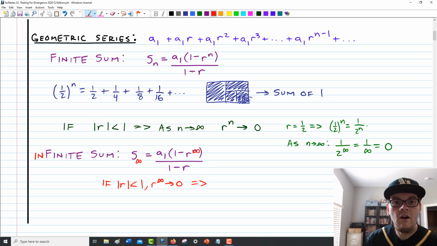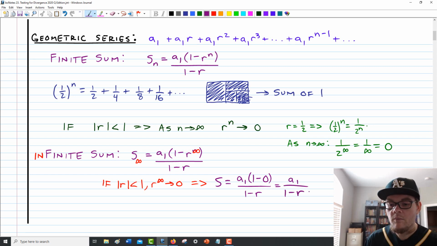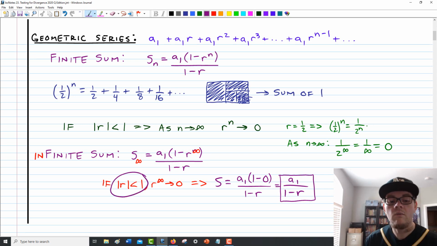And what that means is that our sum, which some would call s, would be a sub 1 times 1 minus 0 over 1 minus r. And what that gives us is the sum a sub 1 over 1 minus r. And this value is the value that an infinite geometric series converges to. The only requirement is we have to have the magnitude of the ratio be small enough.